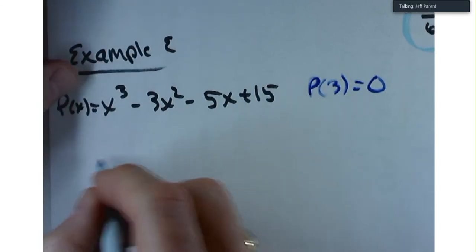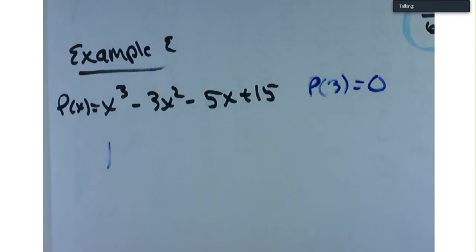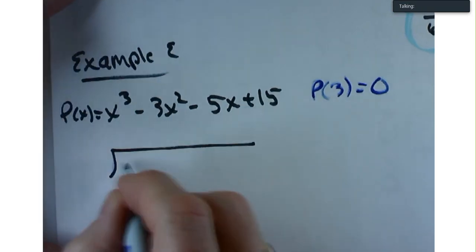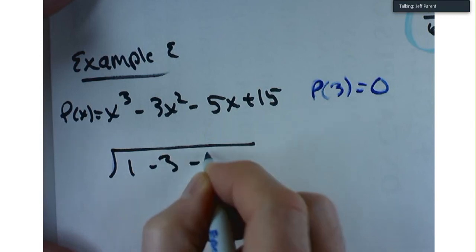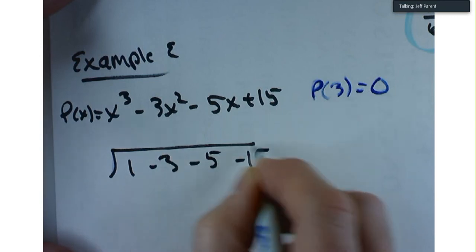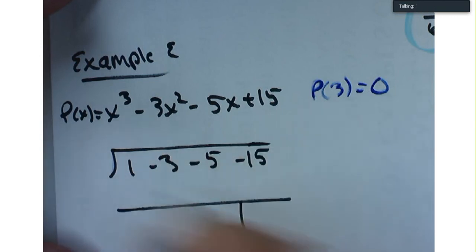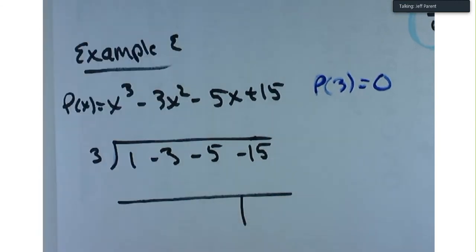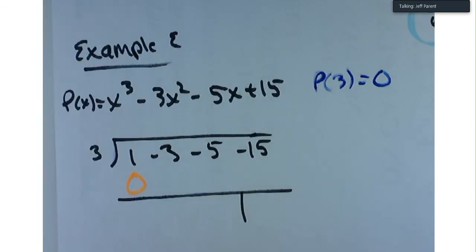So, let's try it here. 1, -3, -5, 15. And I'll put a 3 out in front. And let's play our little game. Nice big goose egg here. If you want to pause the video and race ahead and see if you can beat me, that's great.